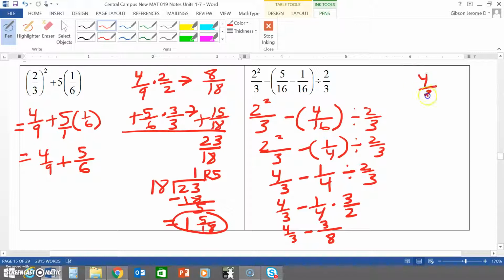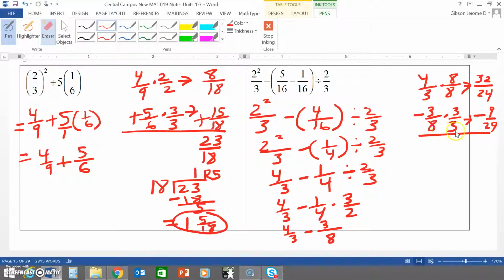So we could go off here to the side and line this up vertically. The common denominator of 3 and 8 is 24. So we'll multiply this fraction by 8/8 and multiply this fraction by 3/3. So 4 times 8 is 32. 3 times 8 is 24. 3 times 3 is 9. 8 times 3 is 24.